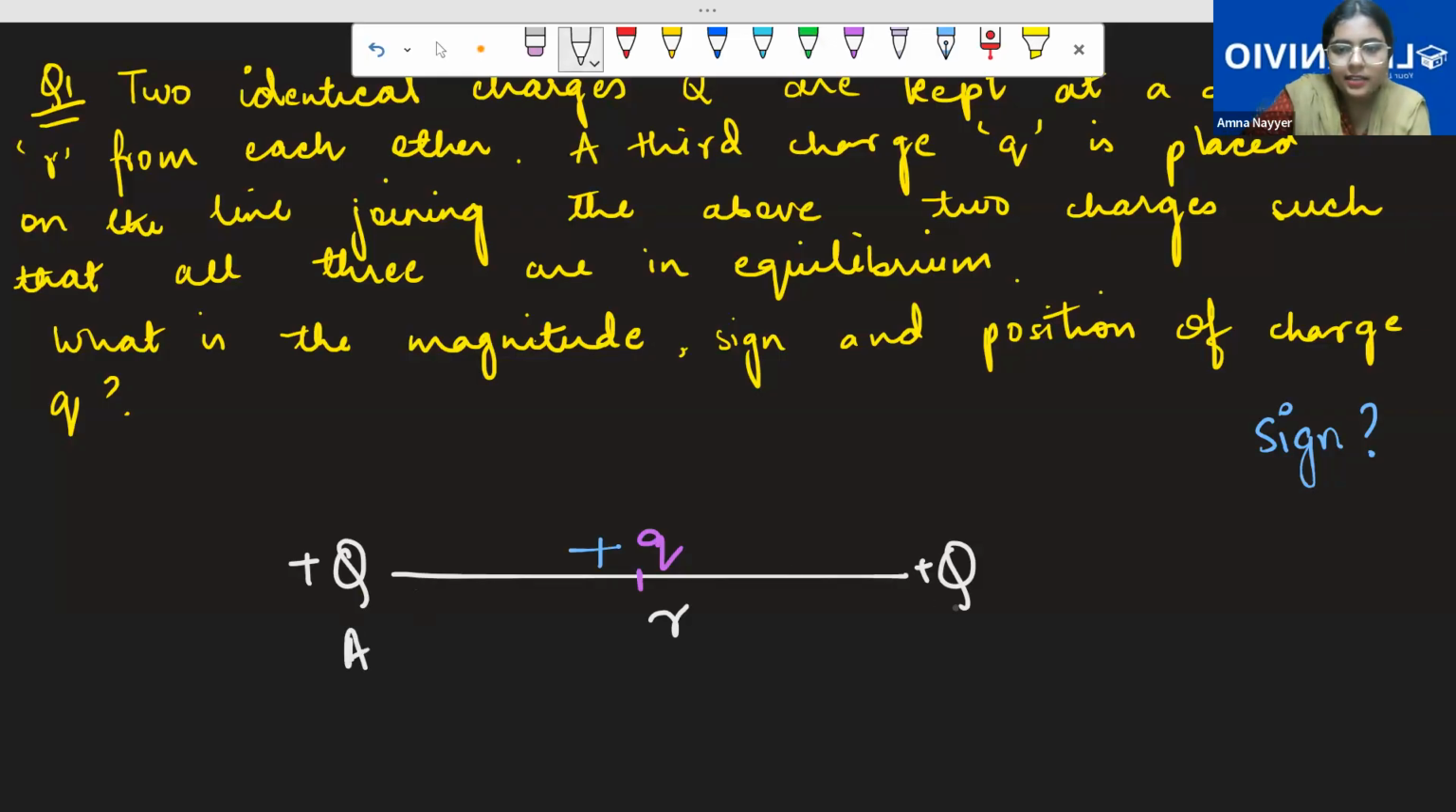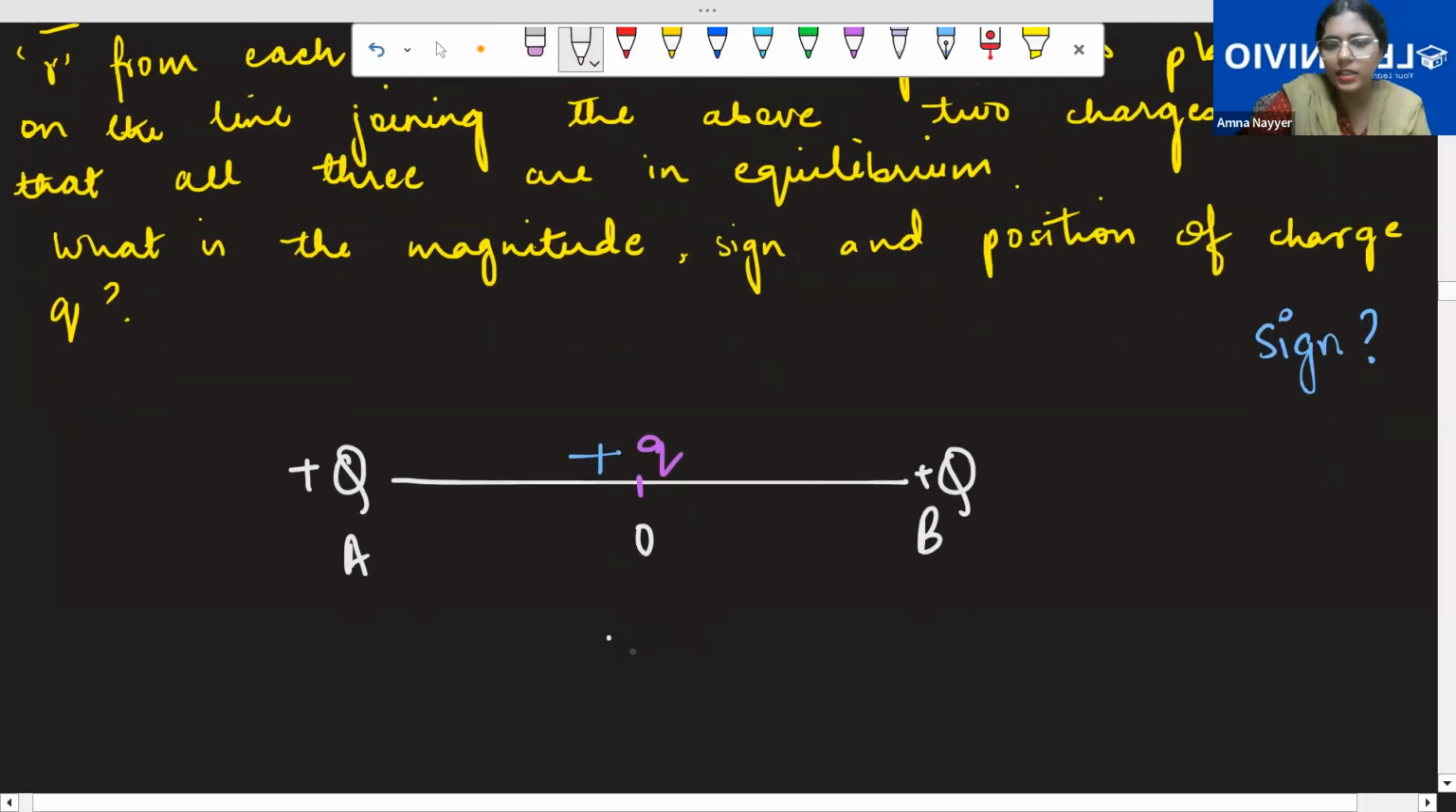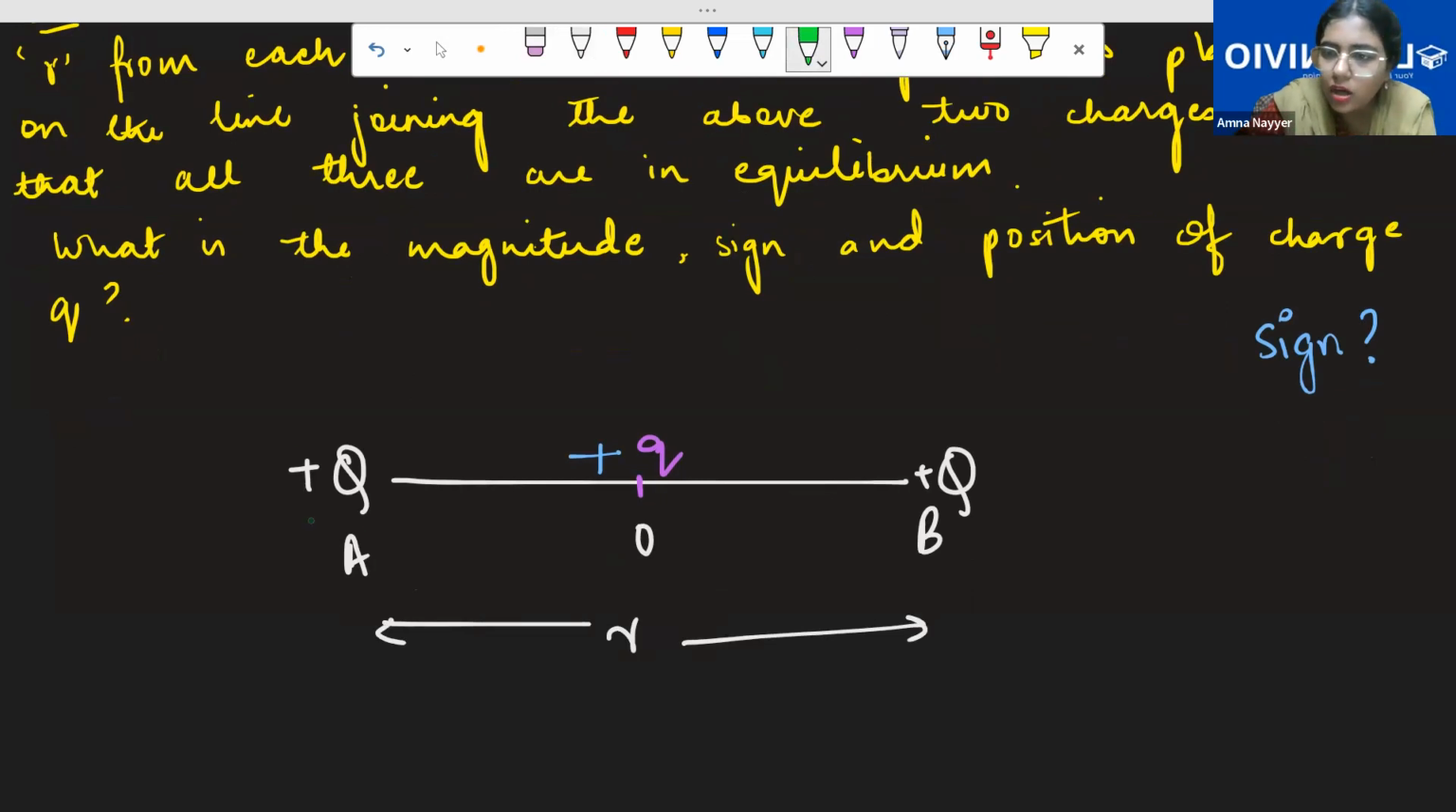Now look, let's name them. Let's say this is A, this is B, this is O, just for the naming sake, so that we know what we are referring to. Otherwise, this is not given as a part of the question. Now let me talk about the charges. I'm not using plus Q, minus Q, small q, capital Q, otherwise it will be very confusing. I'm using A, O, B. Now all of you tell me, due to O, will A move towards O or away from O?